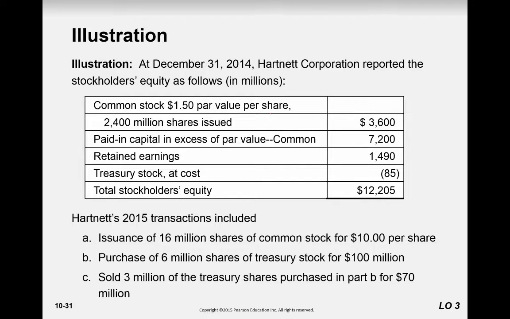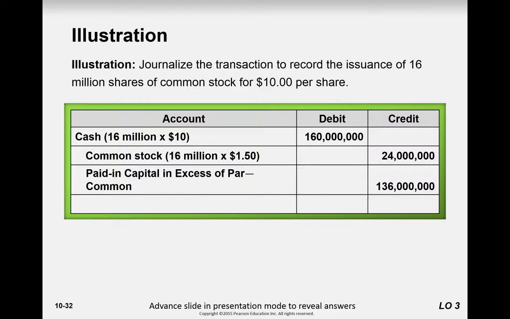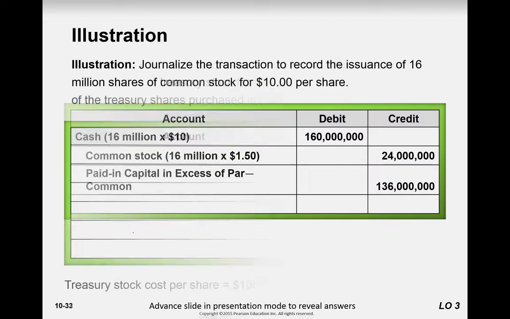So very similar to additional paid in capital as in preferred and common stock. So here we have at December 31st, this is what the company reported in equity. And here's the transaction it included: an issuance of 16 million shares of common stock at $10 per share, the purchase of 6 million shares of treasury stock for 100 million, and then we sold 3 million of that treasury stock. And notice we have a par value that is shown on the face of our financial statement as $1.50. So if we are looking to record the 16 million at $10 per share, we have the $1.50 here, and here's our 16 million at $10 per share. So additional paid in capital is our other account that we have to record this entry in.